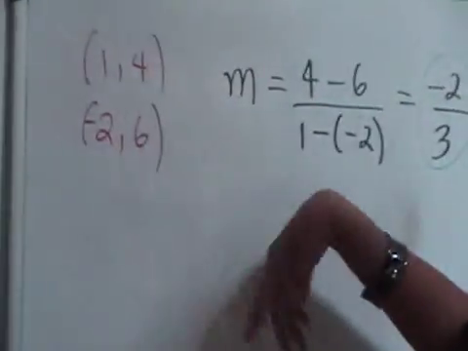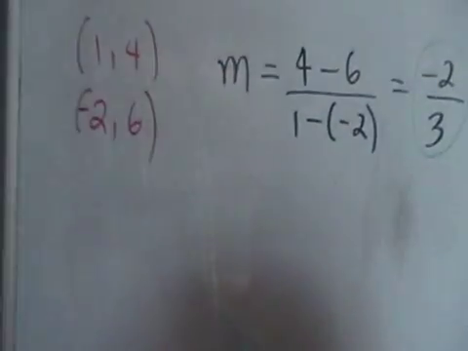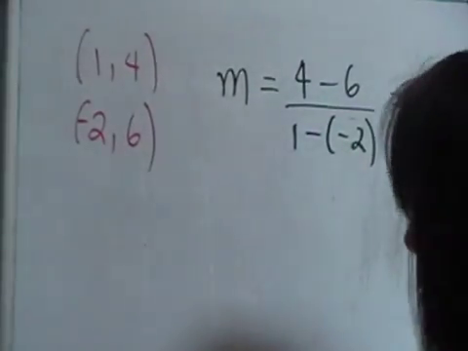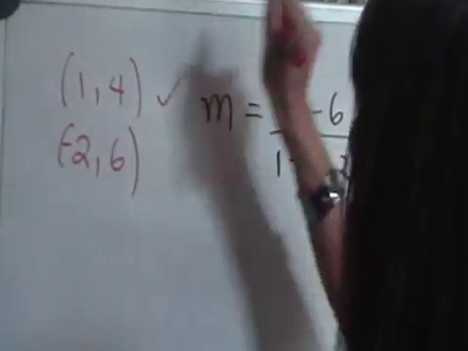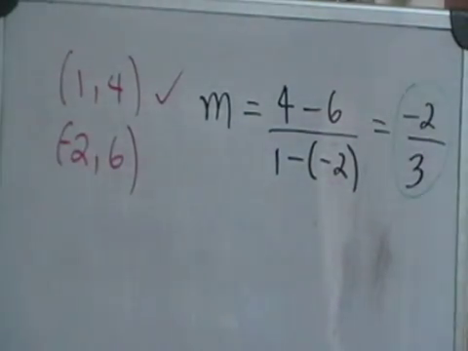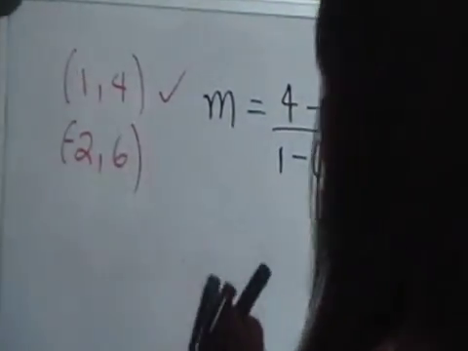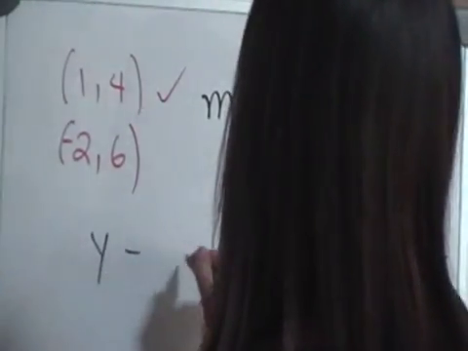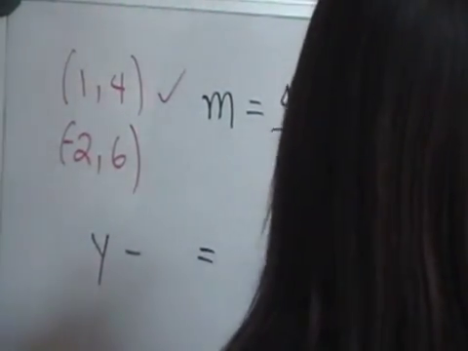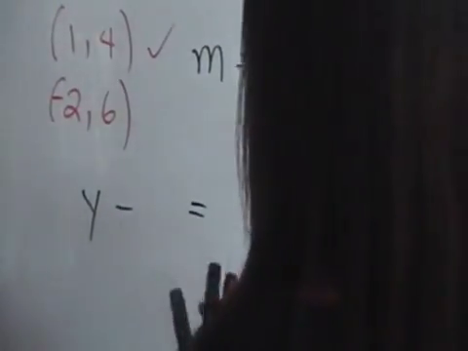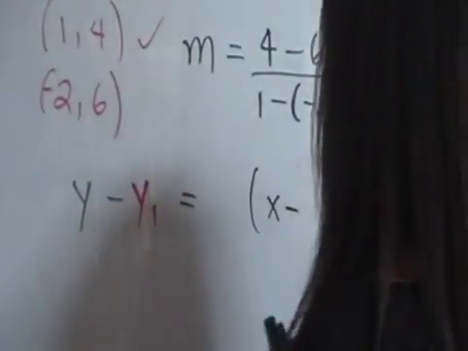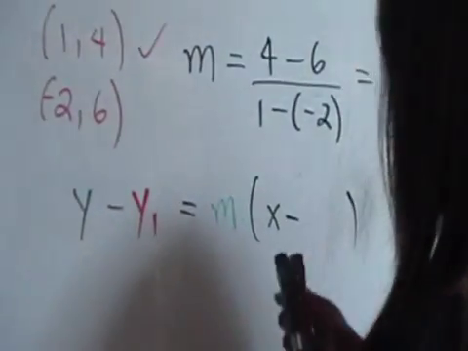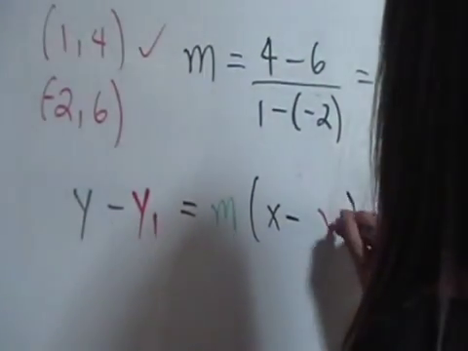Of course, you'll ask, well, I have 2 red ingredients. You don't really need both of them. You can just decide which one you want to use. And I guess maybe we can choose the first one, 1, 4. So again, using our formula, y minus y sub 1 equals m times the quantity x minus x sub 1.